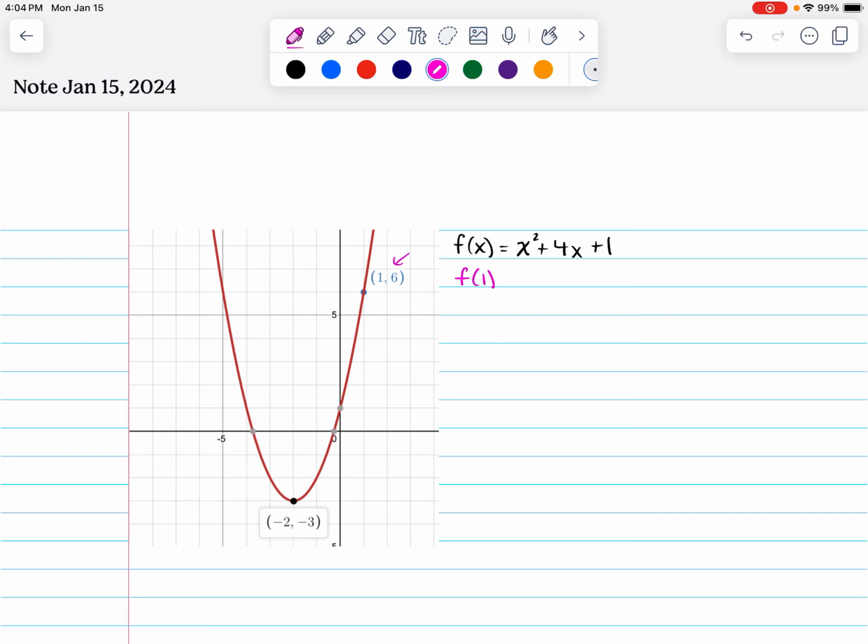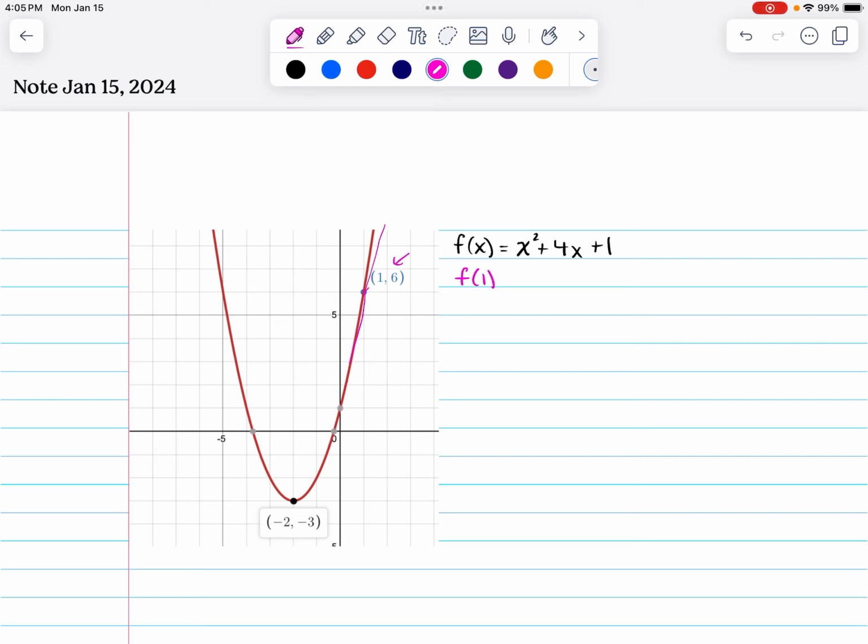What I'm ultimately trying to do is find an equation for a line that touches this graph at that point. And we'll call that a tangent line. So that's what we're trying to do. We're trying to find an equation for the tangent line. So there it goes, a line that touches the graph just once.